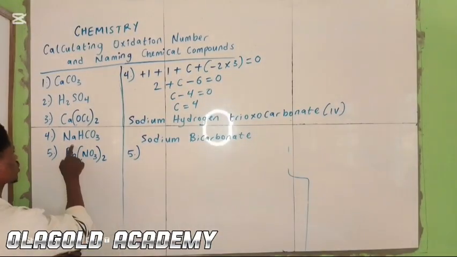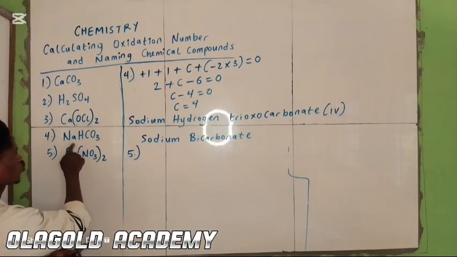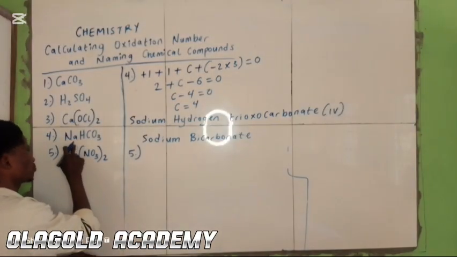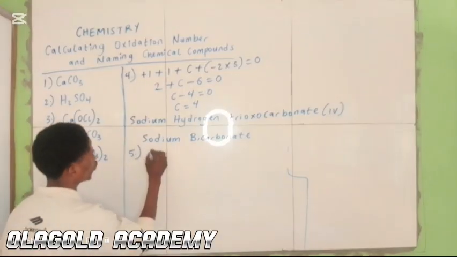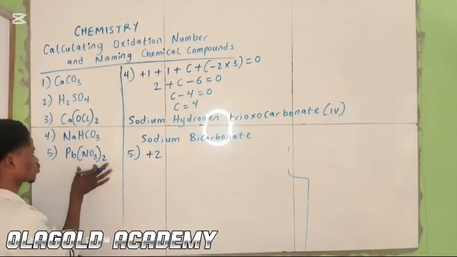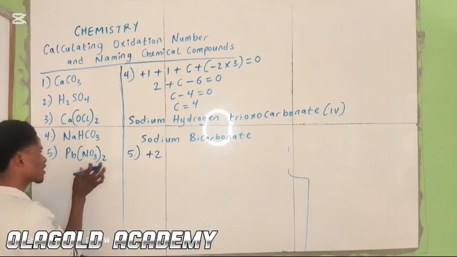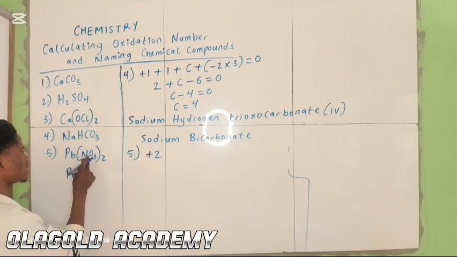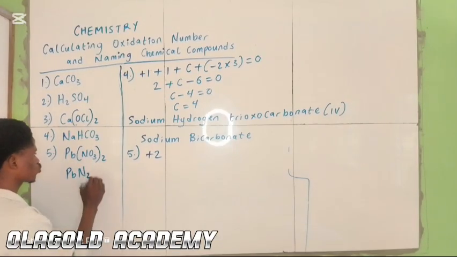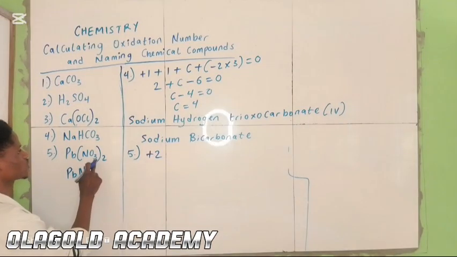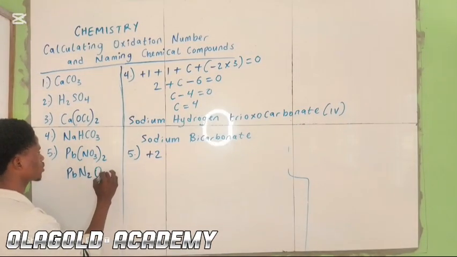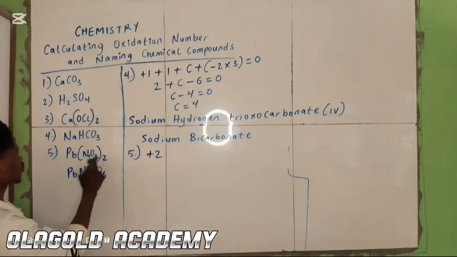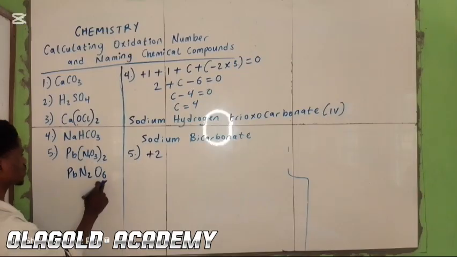I'm going to add here +2 because this 2 crosses to become the 2 here. So the oxidation number of lead here is +2. Remember, your first step is to open the bracket. So I have Pb, and subscript 2 times subscript 1 here, which is invisible, becomes 2. Subscript 2 times subscript 3 for oxygen becomes 6. For nitrogen it is 1, for oxygen it is 3. 2 times 1 gives me 2, 2 times 3 gives me 6.